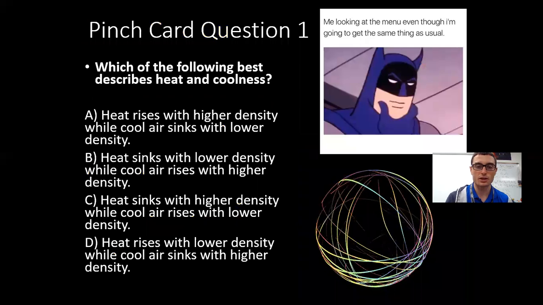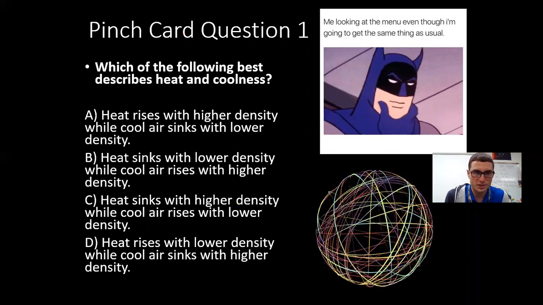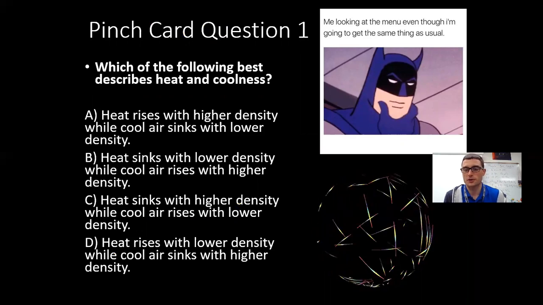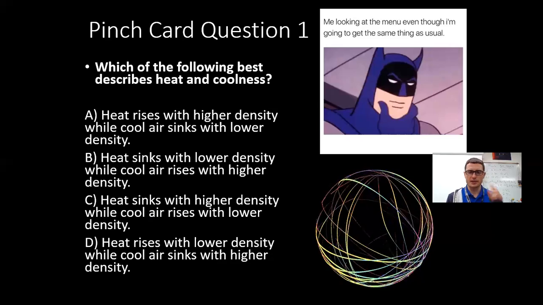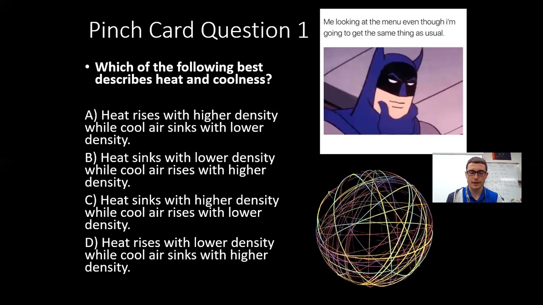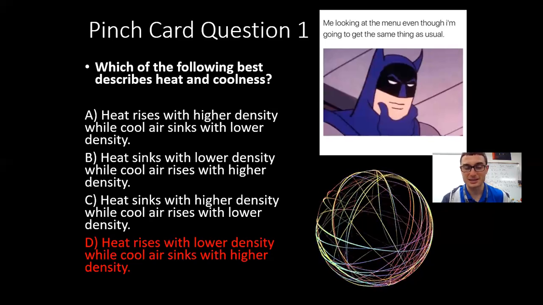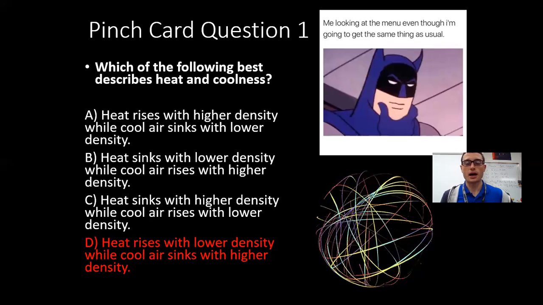Okay, let's do our last question today, guys. Which of the following best describes heat and coolness? A, B, C, or D? Read through each. It has to do with whether it sinks or rises, and whether it is low or high density. Think about it. Take a moment. Pause the video. Okay. Play the video. The answer is going to be D, guys. Heat rises with lower density, cool air sinks with a higher density.